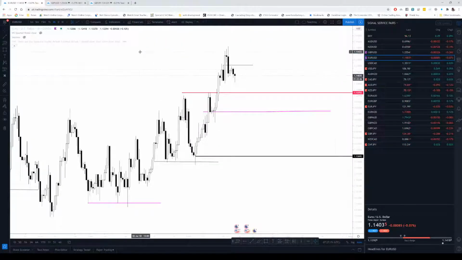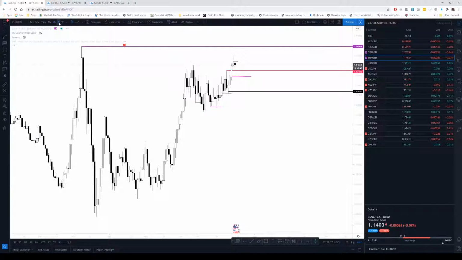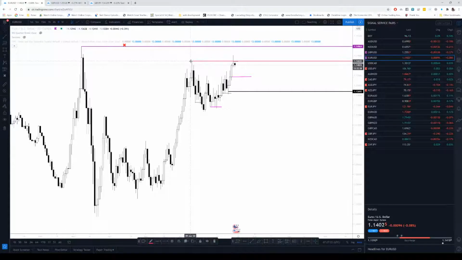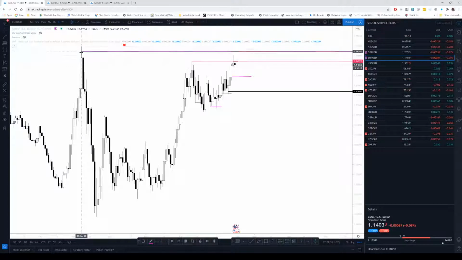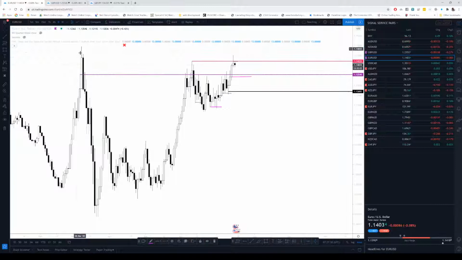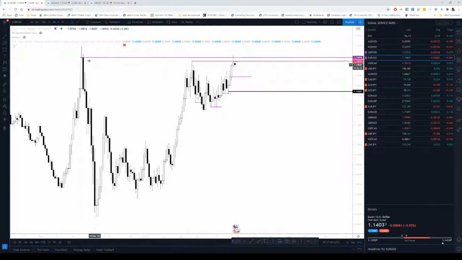Okay, let's jump on to the next pair, which is euro. See on the daily, we did run this high and we got a rejection. Yeah, I think it went to this daily level as well. It did go on to that daily level as well, and the rejection came in.